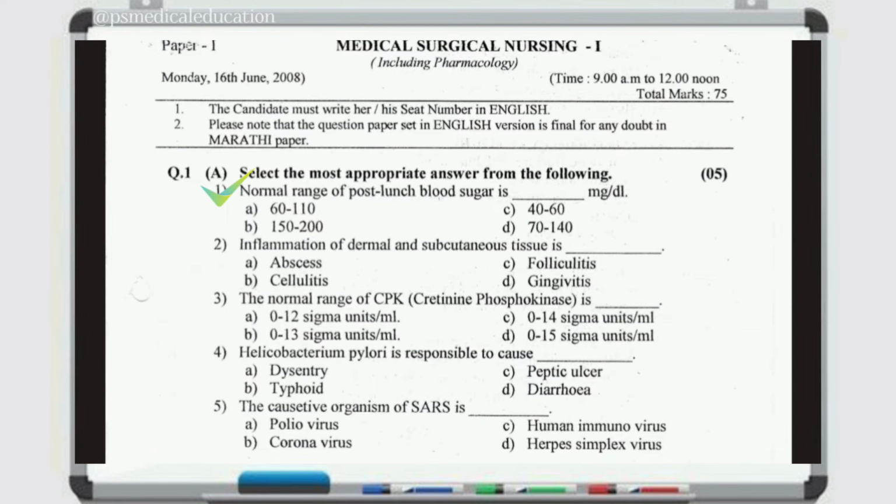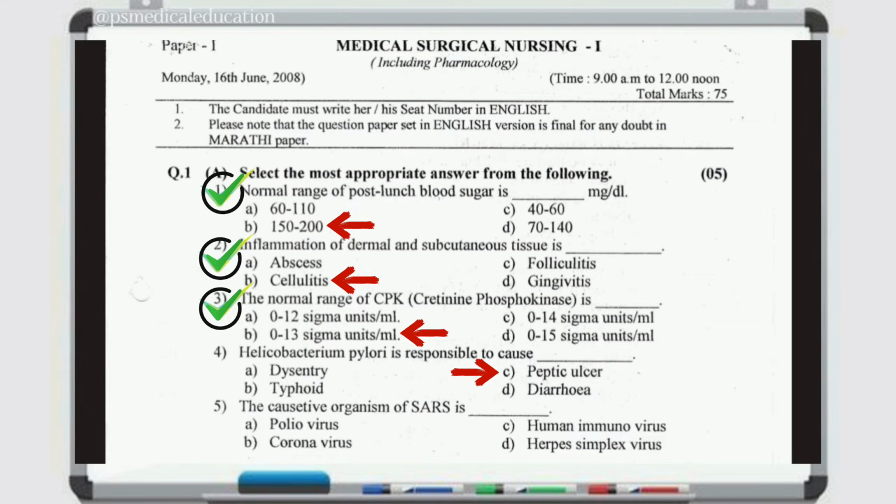First, normal range of post-lunch blood sugar is 150 to 200 mg per dl. Answer is B. Inflammation of dermal and subcutaneous tissue is cellulitis. Answer is B. The normal range of CPK, creatinine phosphokinase, is 0 to 13 sigma unit per ml. Next, Helicobacter pylori is responsible to cause peptic ulcer.